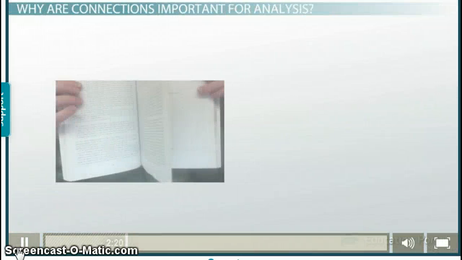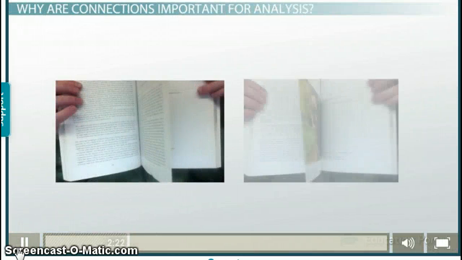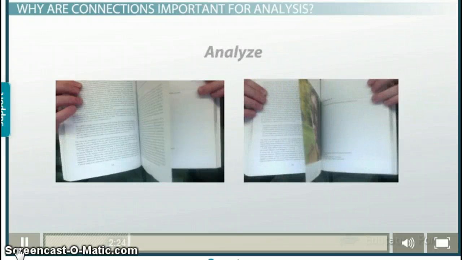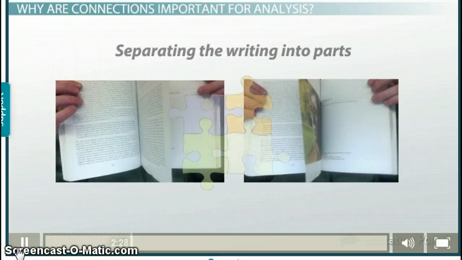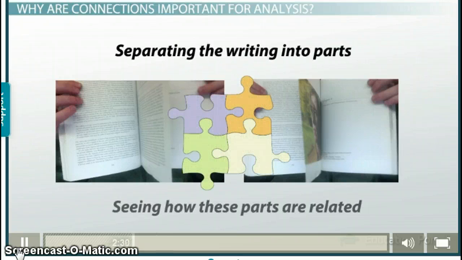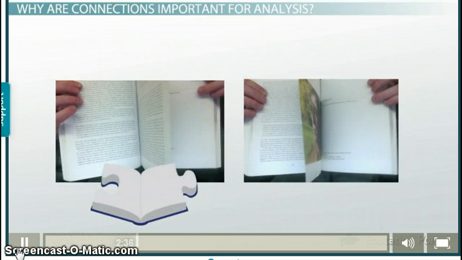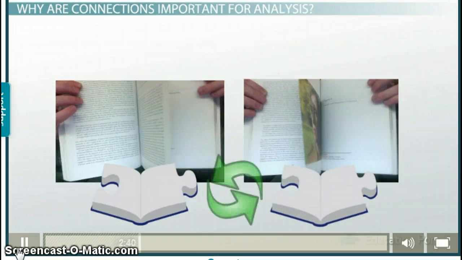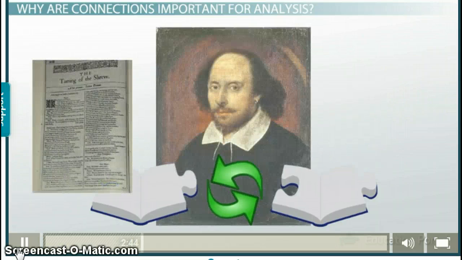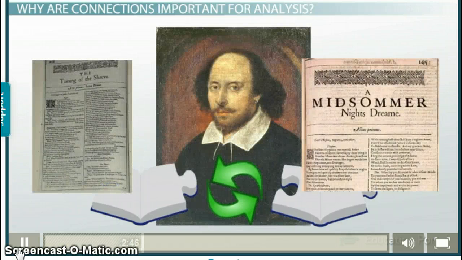When you read to make text-to-text connections, it is important that you are able to analyze the writings. When we analyze, we are separating the writing into parts, and then seeing how these parts are related. In literature, we separate into parts by examining the literary elements. We then want to see how these elements are related to other works written during the same period, by the same author, or about the same topics.